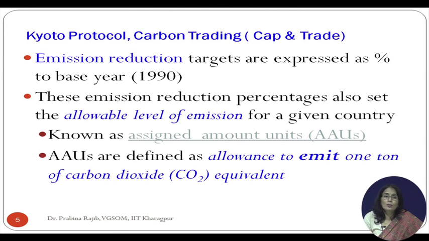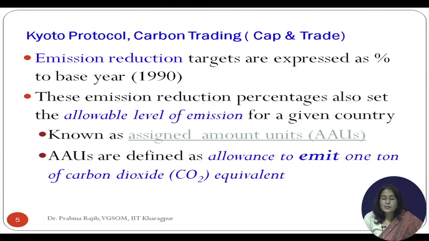So, this emission reduction target was expressed as a percentage of the base year 1990 GHG emission level, and this emission reduction percentage also set the allowable level of emission for a given country. That means how much GHG a country is allowed to emit, because emission of GHG cannot be fully stopped. As long as industrial activities go on and our needs for air conditioners and our quality of life are increasing, and we are requiring more goods and services, as long as human beings are going to live on this earth, greenhouse gas emission is going to be there. It cannot be completely done away with.